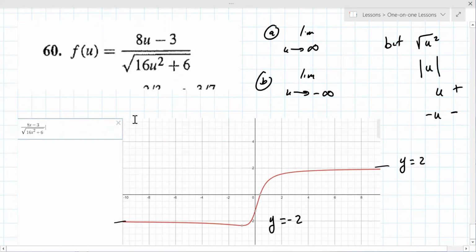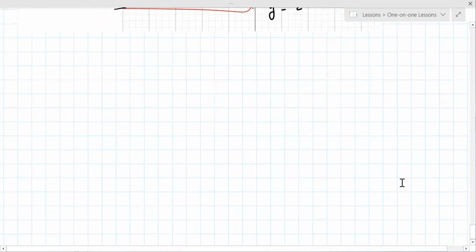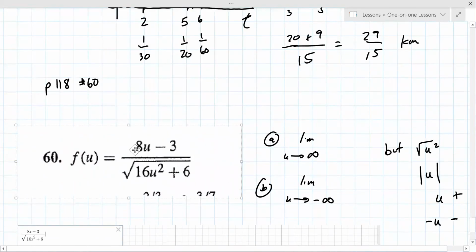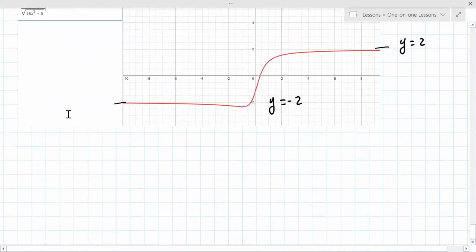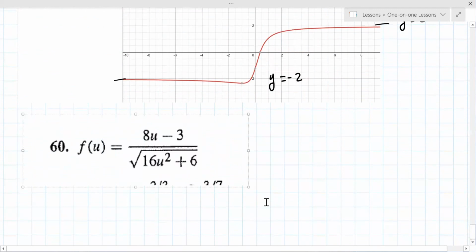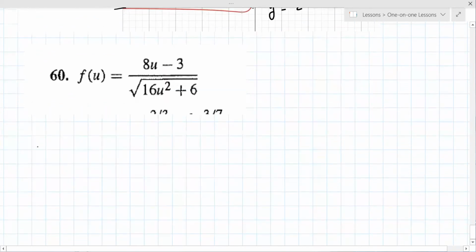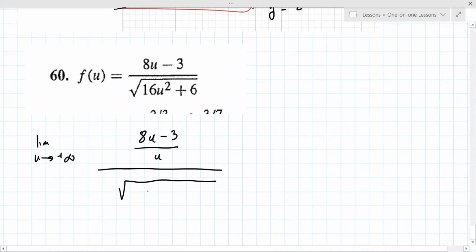So let's do the easier one here. When we're trying to find the limit out at positive infinity, you divide both the top and bottom by positive u. Let me grab this and make this clear. So when we're trying to find the limit as u goes to positive infinity, we write 8u minus 3 over u, divided by the square root of 16u squared plus 6 over u.